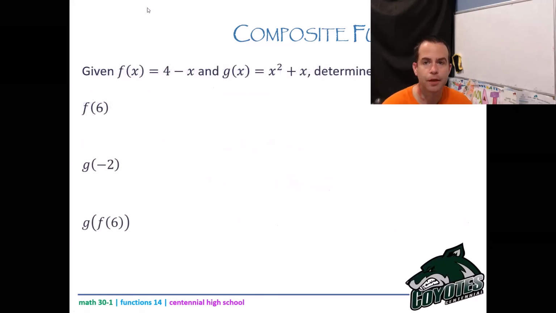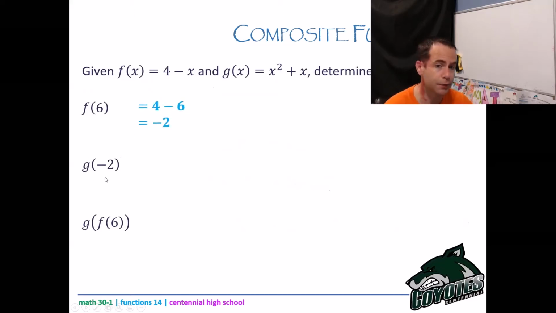So given f of x is 4 minus x and g of x is x squared plus 2, determine the following. Determine f of 6. Well, f of 6 just means I'm going to go to my f equation. Wherever I see x, I'm going to replace it with 6. So I've got f of 6 equals 4 minus 6, and that equals negative 2.